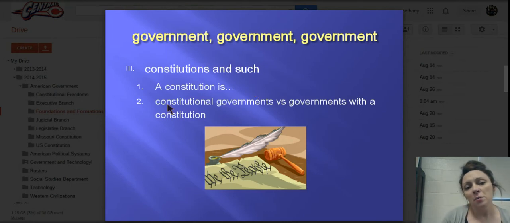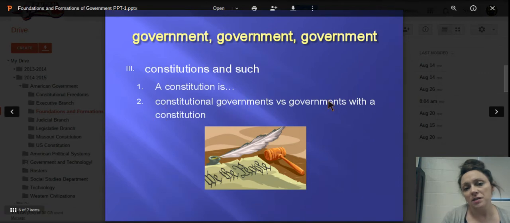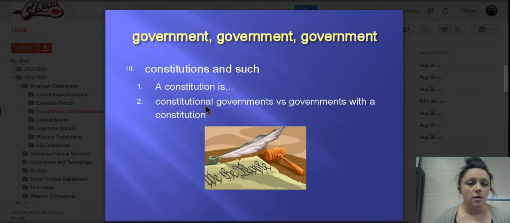So now moving on to a constitutional government versus government with a constitution. Now this kind of seems like the same thing, but it's really not. A constitutional government is one in which the rulers are restricted. They don't have all power, and they are restricted by the Constitution. So the Constitution says that the leader can do this, but he can't do that. The leader can encourage you to speak freely. The leader cannot restrict your freedom of speech. He is bound by that Constitution.